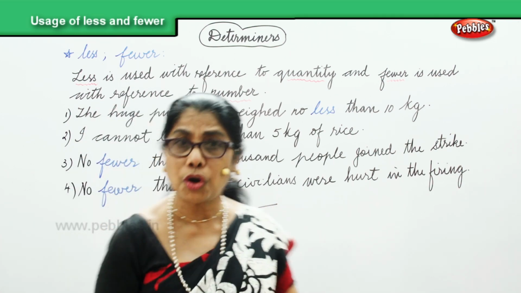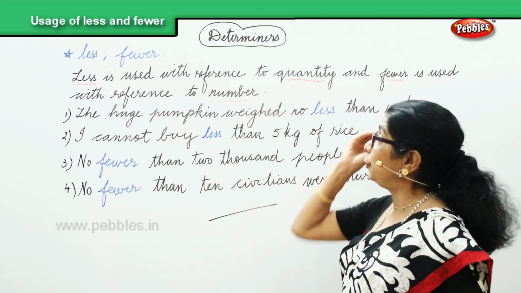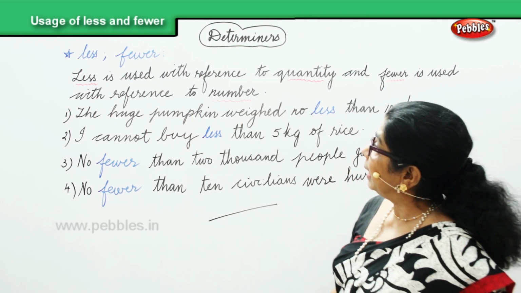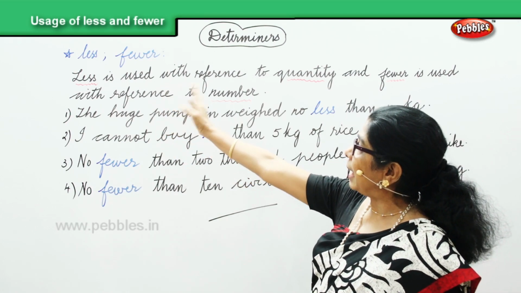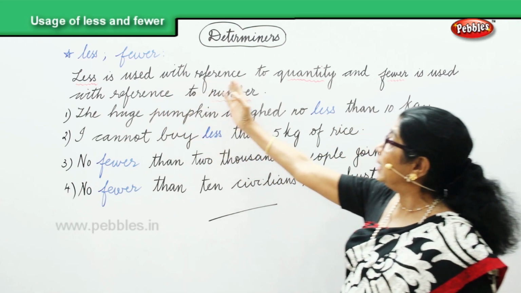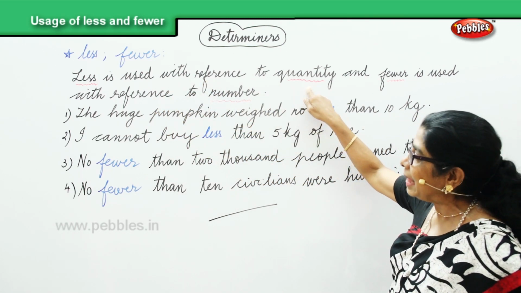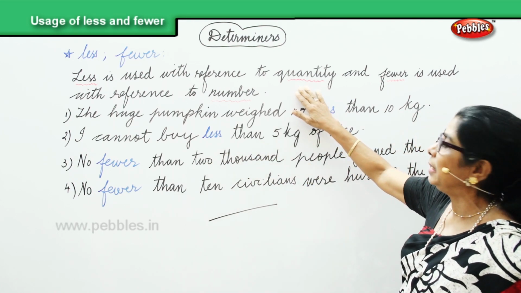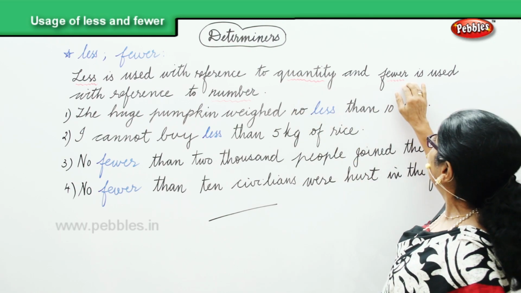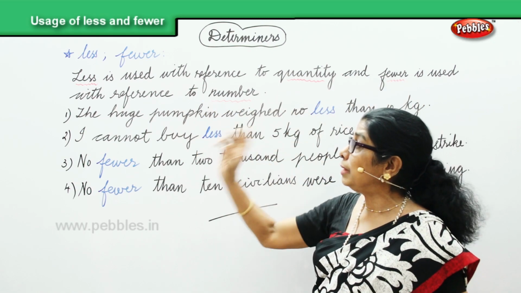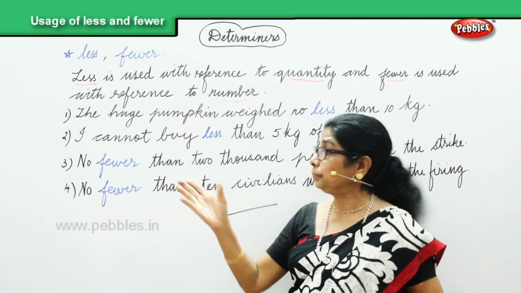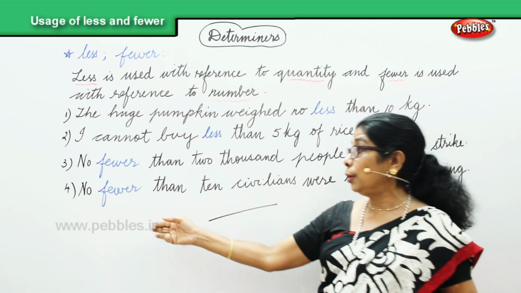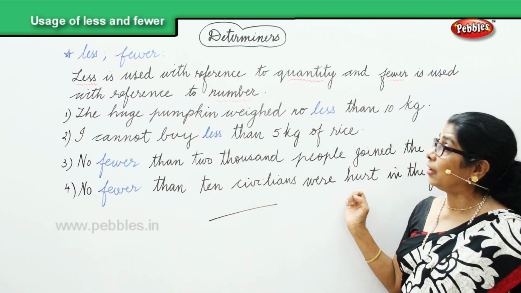These are the last of the determiners, less and fewer. Less is used in reference to quantity. I cannot buy less than 5 kg rice. She gave me less juice. When you say fewer, it is used to reference number. No fewer than 2,000 people joined the strike. No fewer than 10 civilians were hurt.